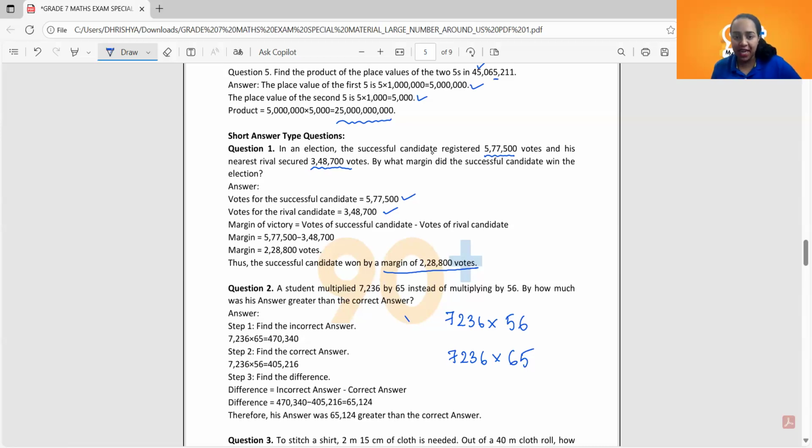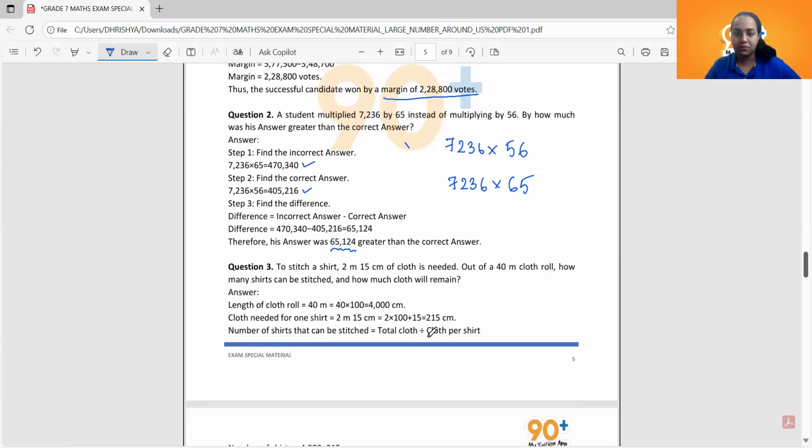Multiplying by 65, he got the incorrect answer, 4,70,340. The correct answer was 4,05,216. So the question is, how much difference is there between the incorrect answer and the correct answer? So what will you do? Subtract. Always subtract from the big number to the small number. When you subtract like that, you will get 65,124. That is the difference.